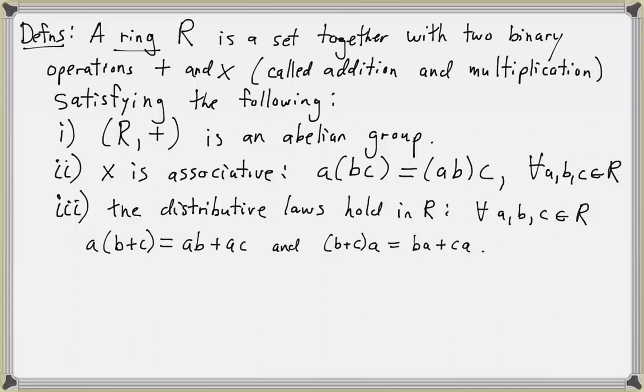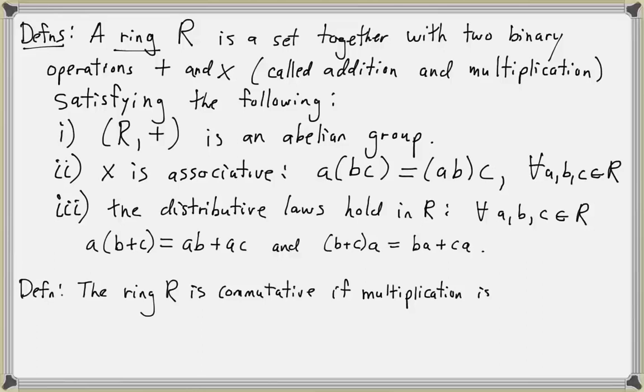And a common example, again, is the set of integers. It forms an abelian group under addition. Multiplication is associative. And we have the distributive laws. Further, the set of integers is actually commutative under multiplication. So this leads to the next definition. The ring R is called commutative if multiplication is commutative. So since R is always commutative under addition, we call a ring commutative if it's also commutative under multiplication.